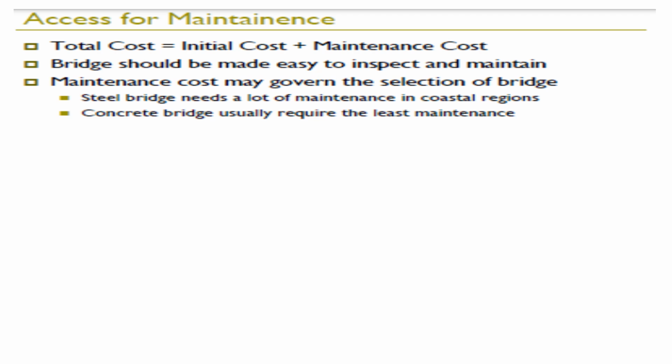Speaking about access for maintenance, total cost is always equal to the initial cost plus the maintenance cost. And take note of this, bridge should be made easy to inspect and maintain. Maintenance costs may govern the selection of bridge. First, steel bridge needs a lot of maintenance in coastal regions. Second reason, concrete bridge usually require the least maintenance.